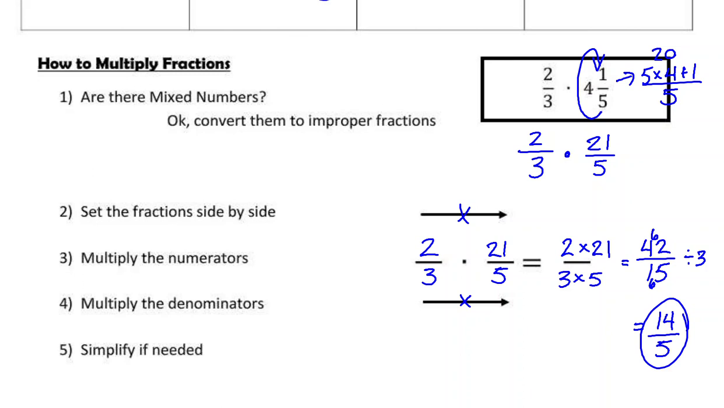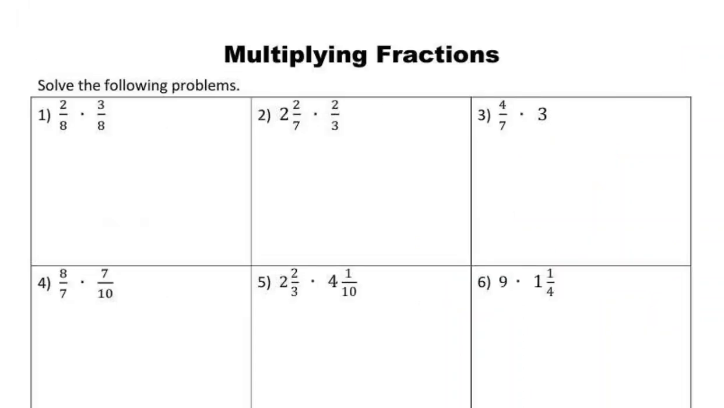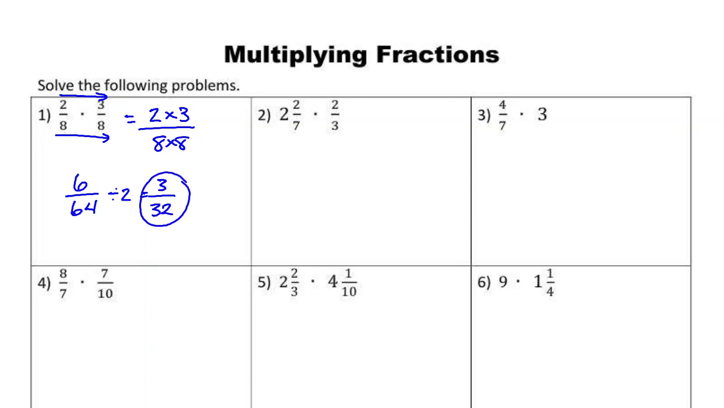So let's look at a few other examples on the next page. So remember, you're just going to multiply straight across the top and straight across the bottom. So for this one, it's 2 times 3 over 8 times 8. 2 times 3 is 6. 8 times 8 is 64. Simplify by 2 because they're both even. So you get 3 over 32 for your answer there.